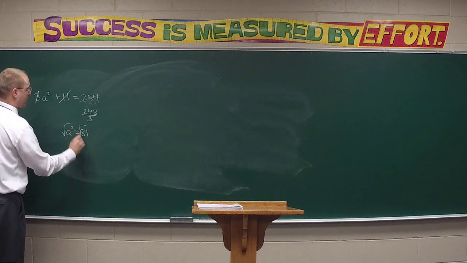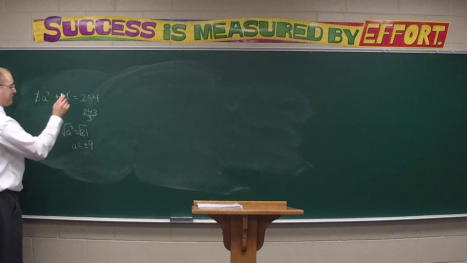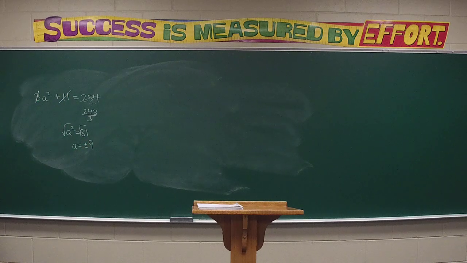And then once we've isolated the a squared, class, we take the square root of both sides. And what do we get for a, Michael? 9. Minus 9. Positive, negative 9. Positive, negative 9, number 12.